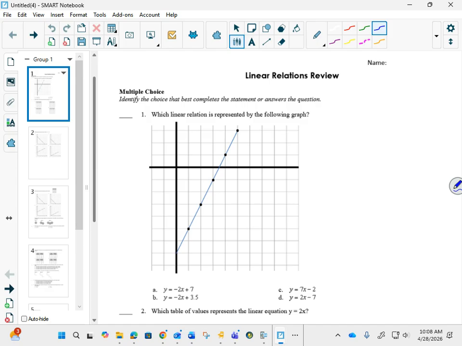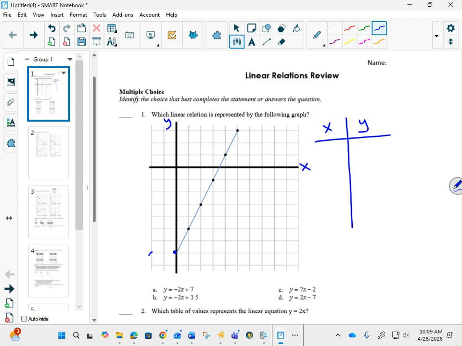So on this graph, it says which linear relation is represented by the following graph. So we have a graph, and from this graph, we can make our table of values. Remember, this is always your x coordinate, this is your y coordinate. So each of these points, we can label 1, 2, 3, 4, 5, 6, 7.